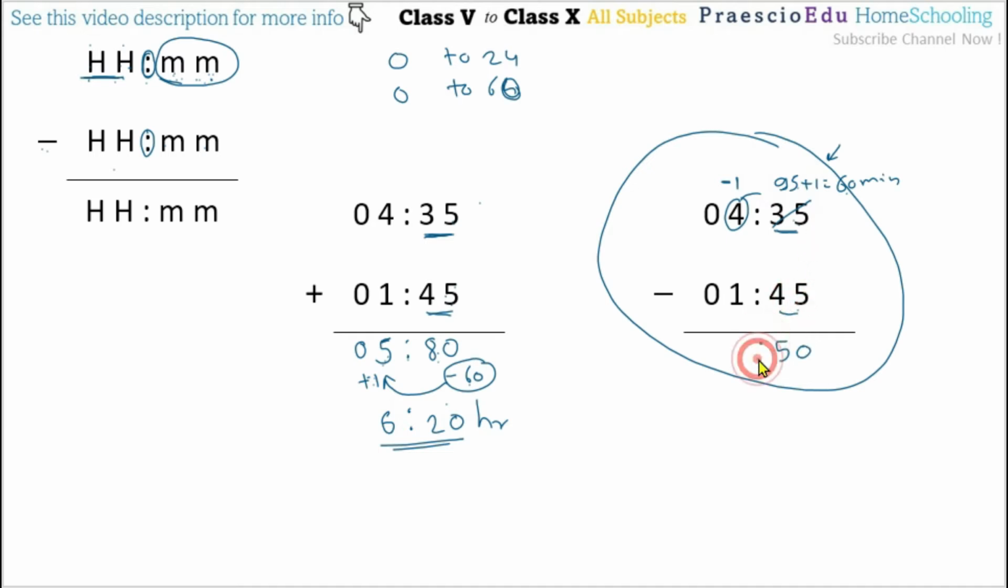So this symbol as it is. Now this is deducted with 1, means instead of this 4, it comes now 3. Okay, so 3 minus 1, it's 2. So we can say 2 hours and 50 minutes. So that is the way of doing the subtractions and the additions.